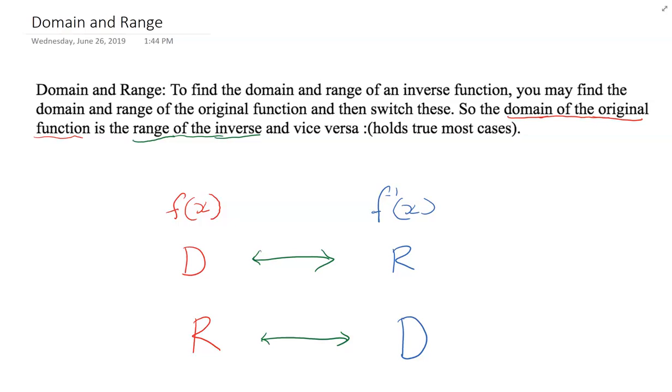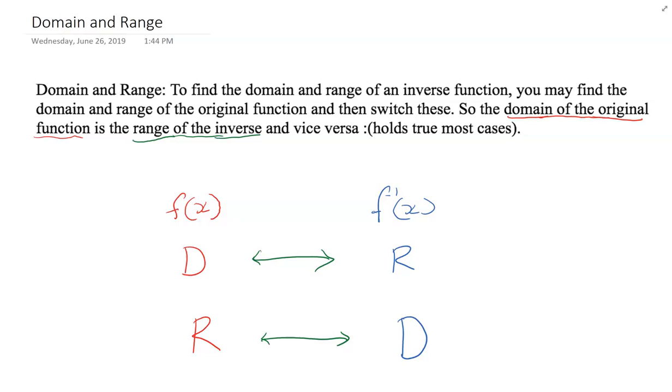Hello everyone. In this lesson we're still talking about inverse functions, and we will talk first about the domain and the range of a function and its inverse. Now, to find the domain and range of an inverse function, you may find the domain and range of the original function and then switch these, so that the domain of the original function is the range of the inverse function and vice versa. And this holds true in cases where these are possible.